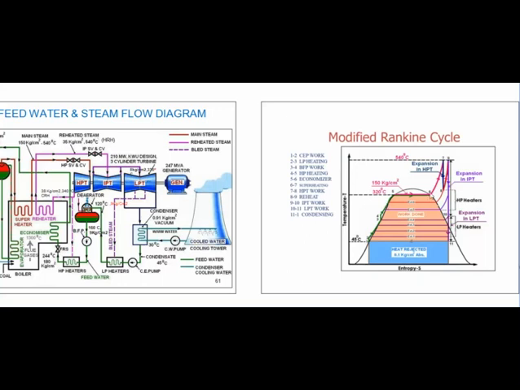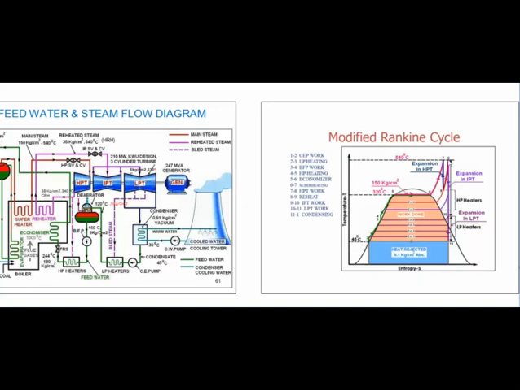Then 5 to 6 is the process happening in the economizer, and here you can see the pressure is 150 kg per centimeter square and temperature becomes 320 degrees centigrade at point 5. Now it starts changing its phase, and point 6 is the dry saturated steam condition, which represents the boiler outlet condition, or the steam coming out from the boiler in dry saturated condition.